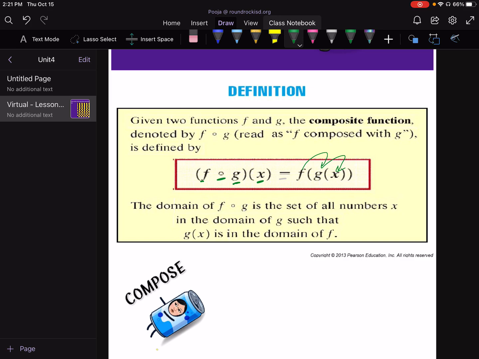Either way, if you notice, g of x is on the inside and is the second one. The second one is what is grabbed onto and fused into the first one. g of x is what we will grab and fuse into f, and that terminology is called composition functions or composite functions. That word automatically should remind us that one function was taken and fused into the other function.